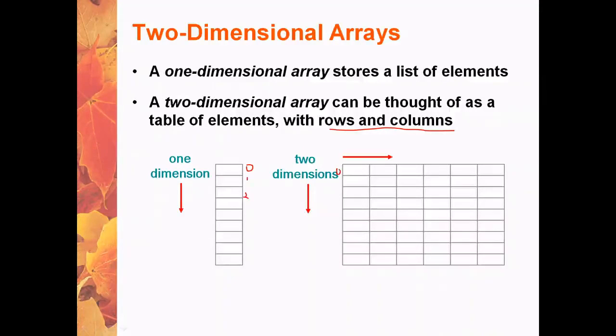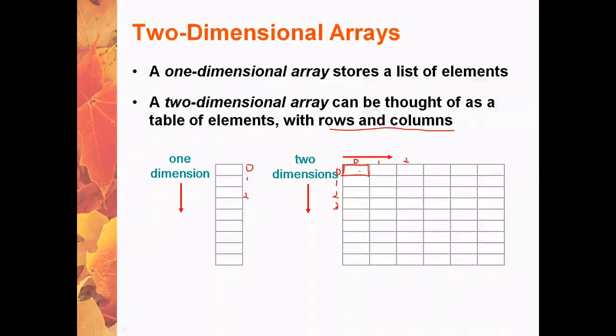So this is index 0 for the row, and these are the row indexes 1, 2, 3, like this, and we also have a column index: 0, 1, 2, 3, like that. The intersection of a row and a column is called a cell. So every cell in a two-dimensional array is represented by two index values, that is, a row index and a column index.